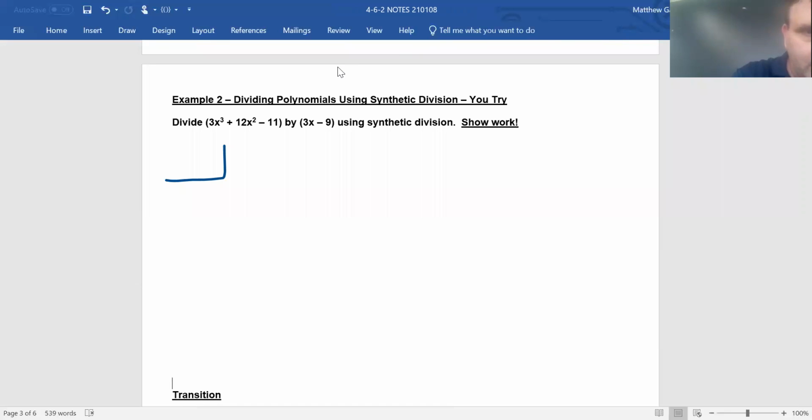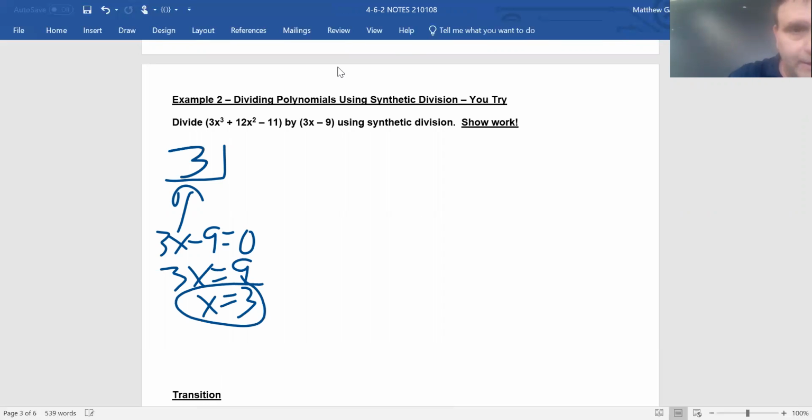Your excluded value is +3, because 9 divided by 3 is 3. And then just align the coefficients: 3, 12, 0. Okay, 0 again, because you're going from x squared to a constant. So you need a placeholder for the linear term. And -11. Okay, so that's -11.